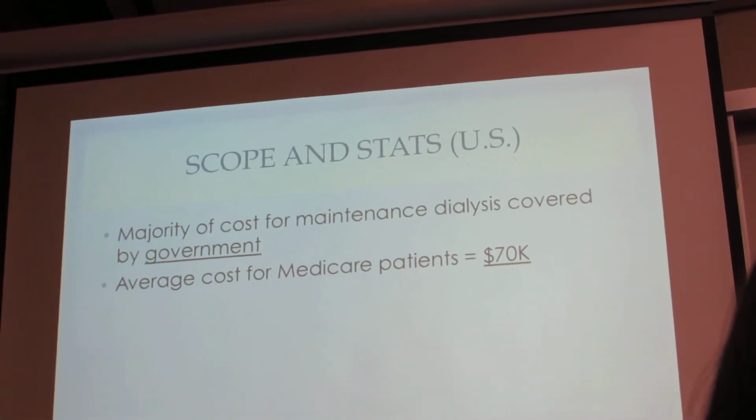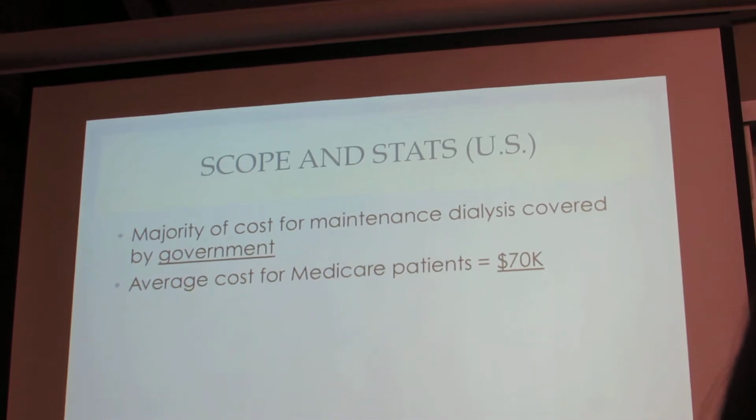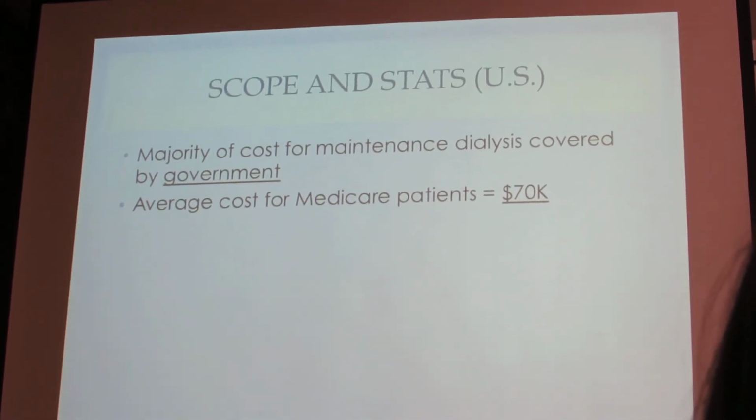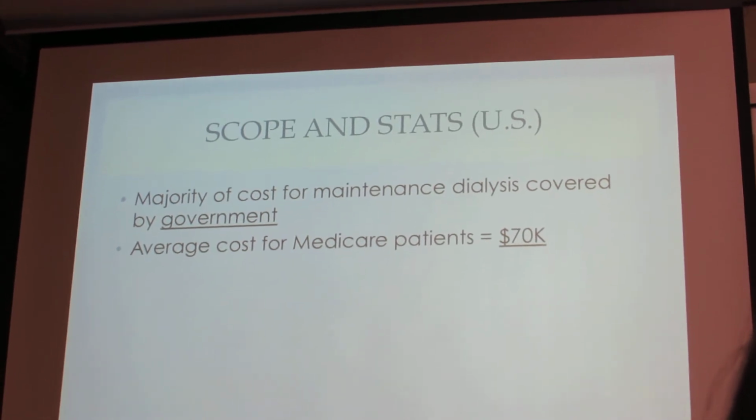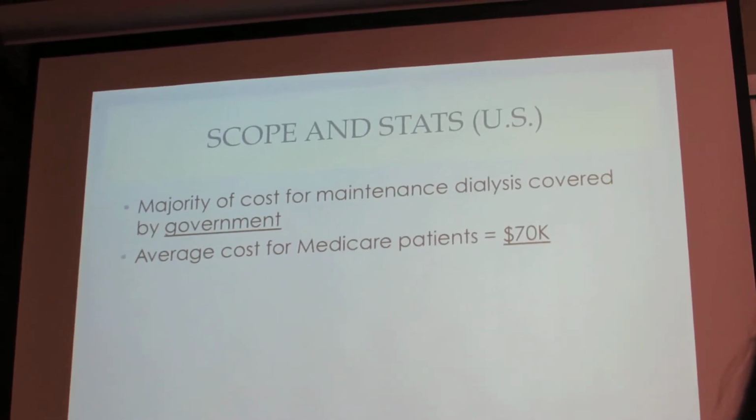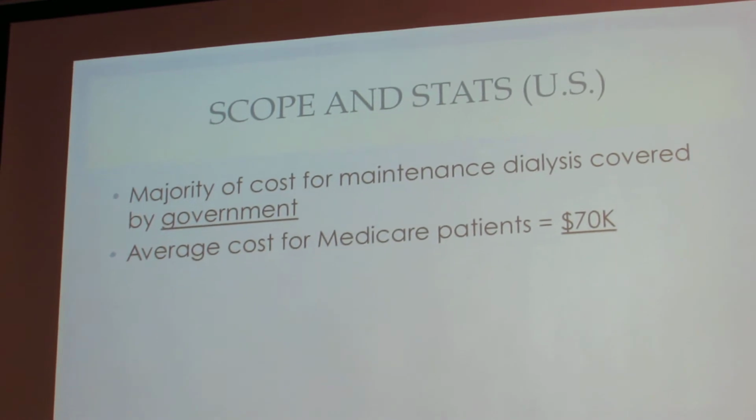So the cost of dialysis can be expensive, and a lot of this burden is covered by the government. The average cost for Medicare patients to undergo dialysis is $70,000.